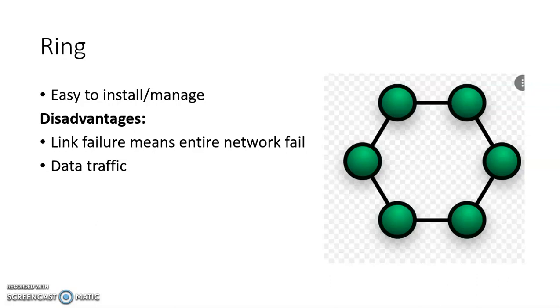However, it has drawbacks, like if one of the links fails, that means the path is cut off for all computers. So none of the computer nodes will be able to communicate. Moreover, since there is only one path, data traffic can accumulate in this network and cause problems like congestion.